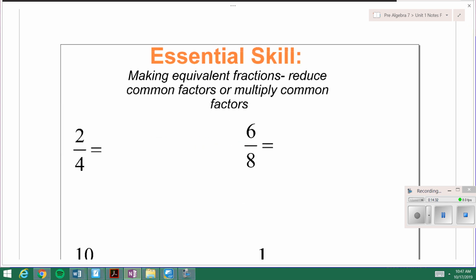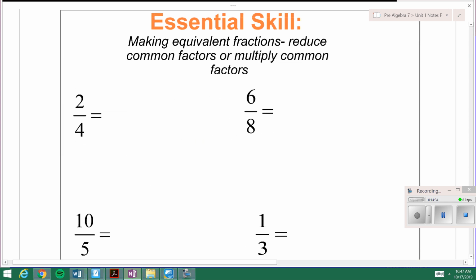So making equivalent fractions is another essential skill that we need as a prerequisite going into this unit. If I have the fraction 2/4, I can either reduce common factors out of 2/4, or I can multiply by common factors to make this a less simple expression. But for 2/4, let's go ahead and divide by a common factor of 2. 2 goes into 2 and 2 goes into 4, so I can reduce this. This is called reducing it to 1/2.